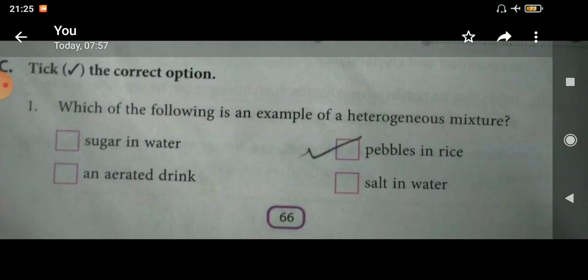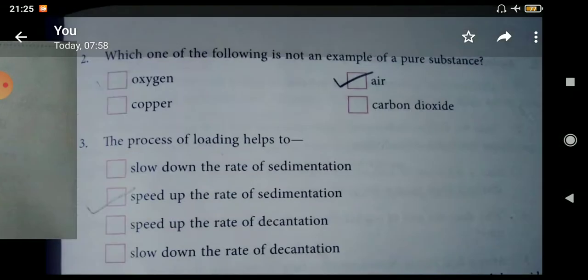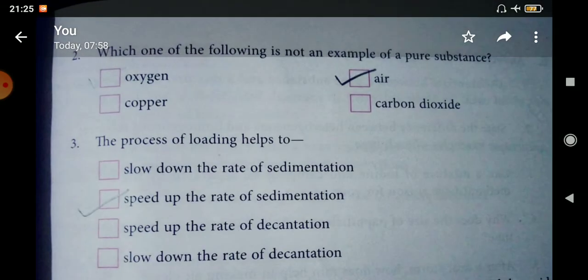Moving ahead, tick the correct option. Which of the following is an example of a heterogeneous mixture? That is pebbles in rice. All others are homogeneous mixtures. Then which one of the following is not an example of a pure substance? You all know that air is a composition of so many gases. So that is not a pure substance. That's a mixture. Then the process of loading helps to, so loading means what? To speed up the rate of sedimentation.